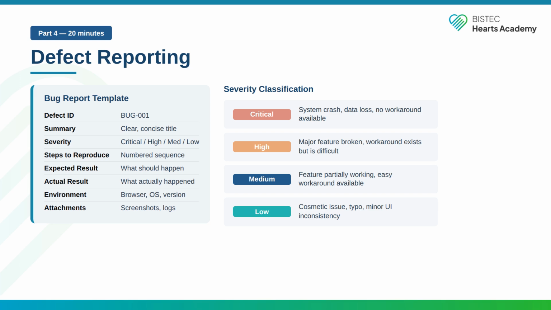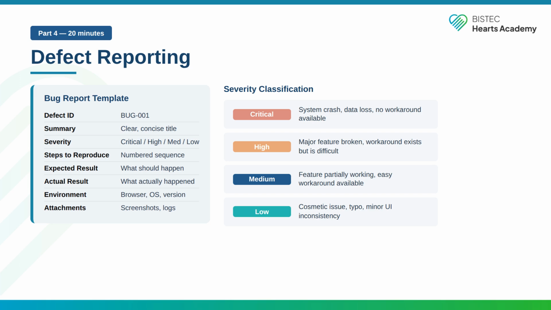Severity is about the technical impact of the bug, not the business urgency to fix it. That is priority, and it is a separate concept. Critical means system crash, data loss, security vulnerability, no workaround. For example, clicking Confirm Order causes the application to crash and the user's cart data is lost. Or a SQL injection vulnerability in the search field.